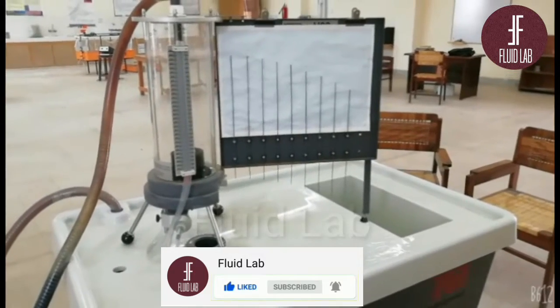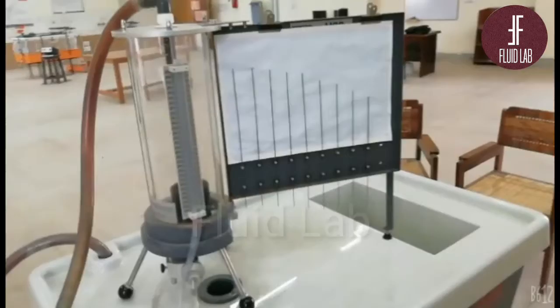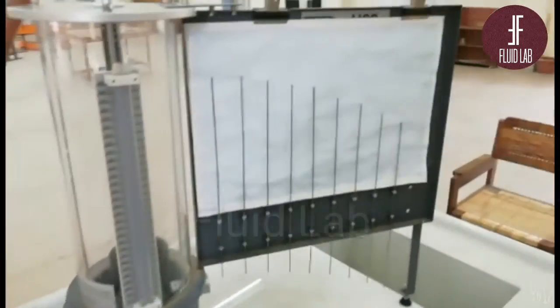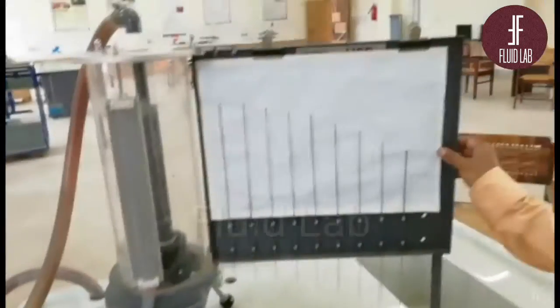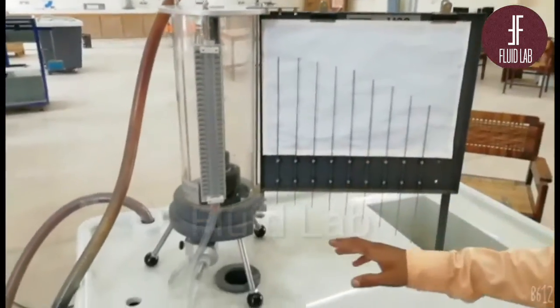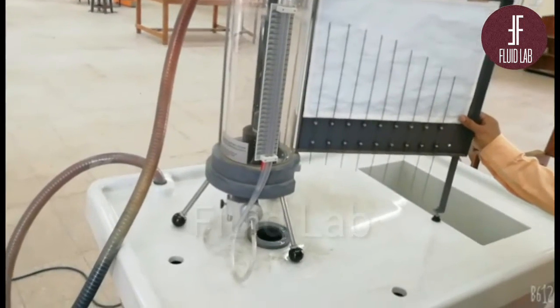Today we are going to perform another practical. The title of this practical is the determination of coefficient of discharge, coefficient of velocity and coefficient of contraction of an orifice by the orifice and jet velocity apparatus. So this apparatus is known as the orifice and jet velocity apparatus. First I will tell you the different parts of this apparatus.